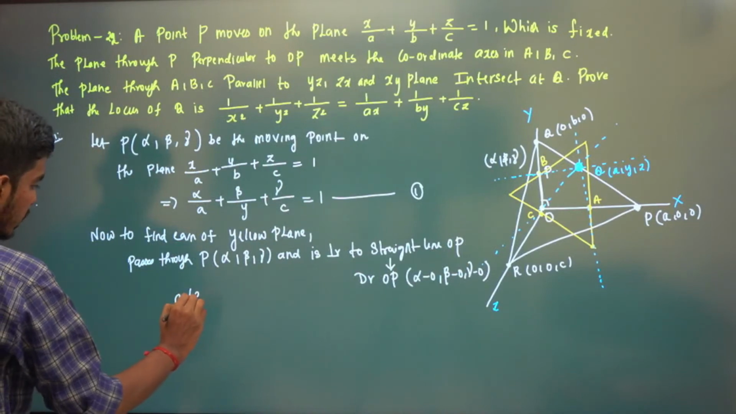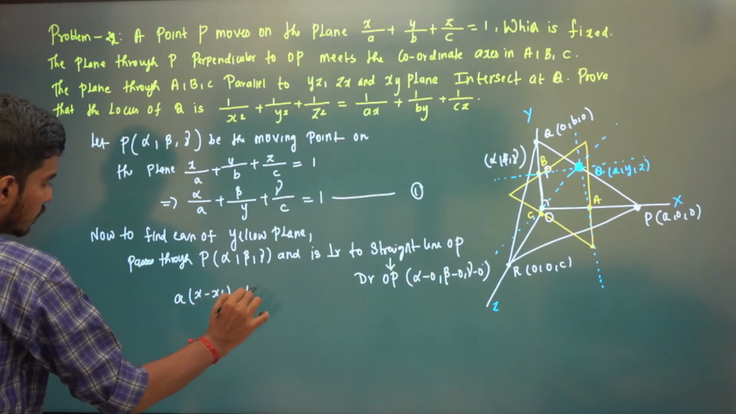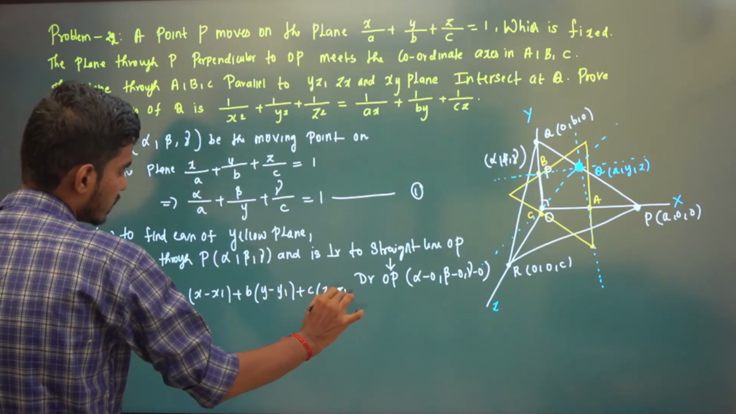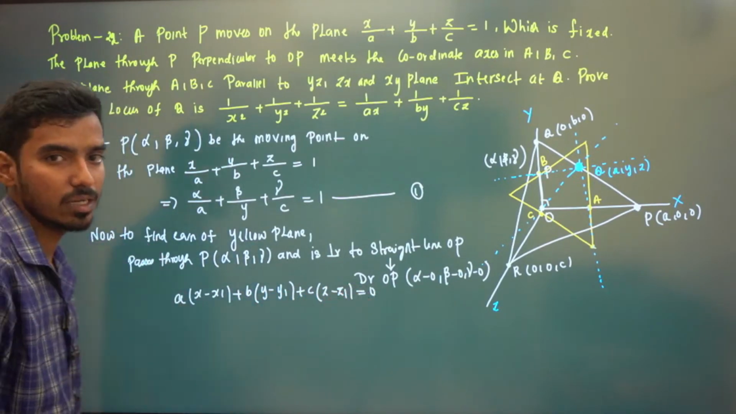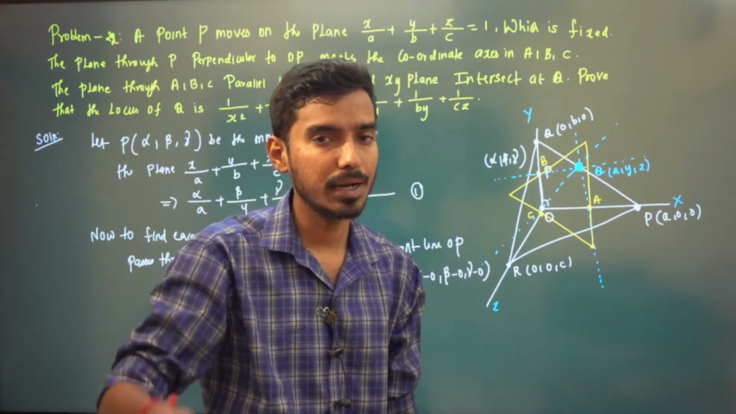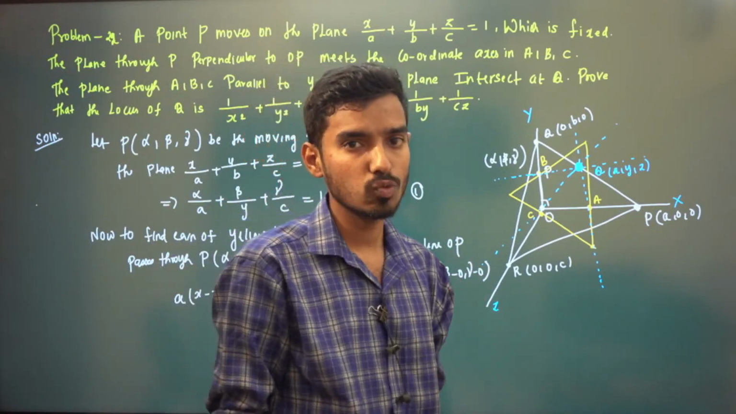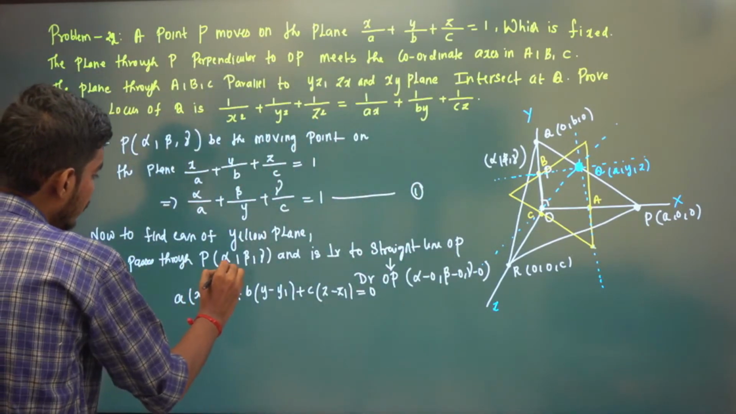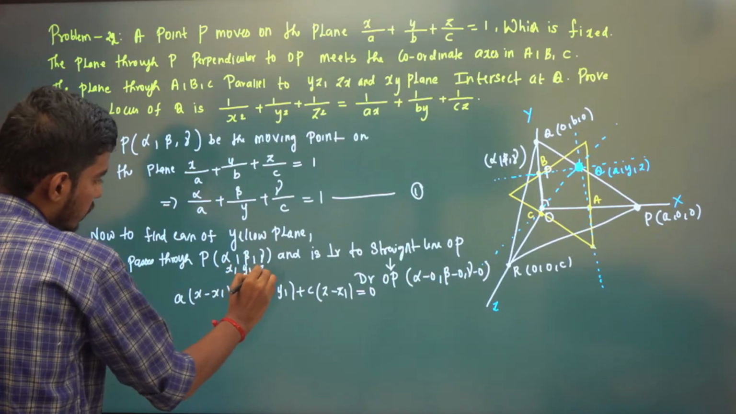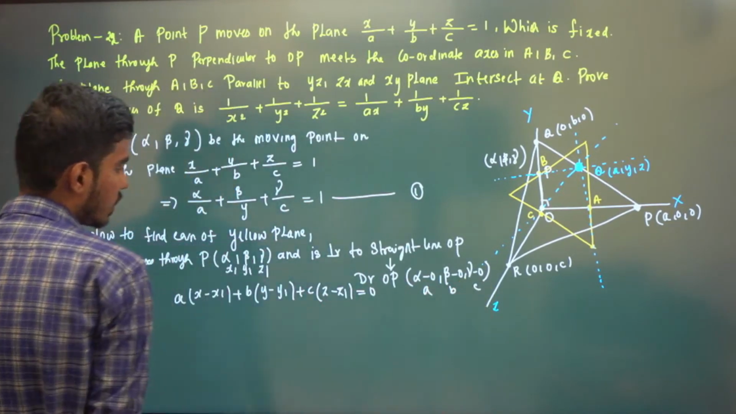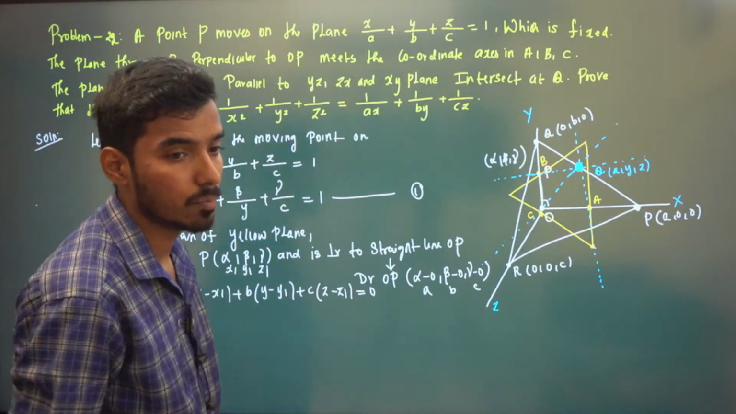Now what is the equation? A into x minus x1 plus b into y minus y1 plus c into z minus z1 is equal to 0 is the equation where ABC is the direction ratio of the straight line which is perpendicular to that, and x1 y1 z1 is the point that it is passing through. Now here this is our x1, this is our y1, this is our z1, and ABC is also alpha beta gamma. X1 y1 z1 is also alpha beta gamma.